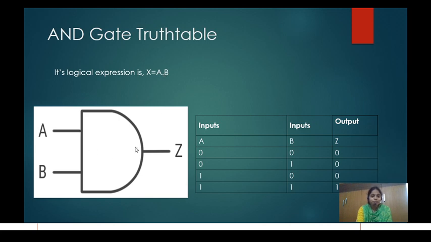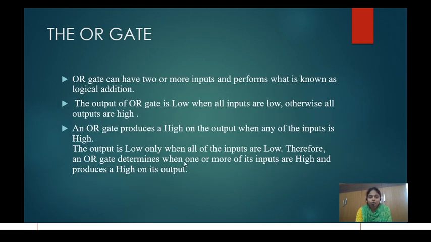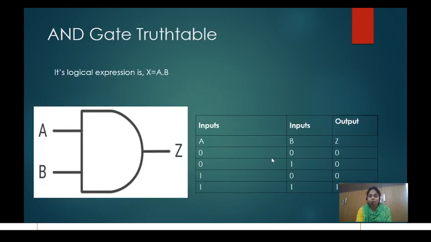The AND gate is always represented by this logical symbol. Here there are two inputs, a and b, and z is the output. You can see the truth table, with inputs a and b and output z. How many inputs are there? Two inputs, so you will get 4 combinations, that is 0, 1, 2, 3. The binary equivalents are 00, 01, 10 and 11.